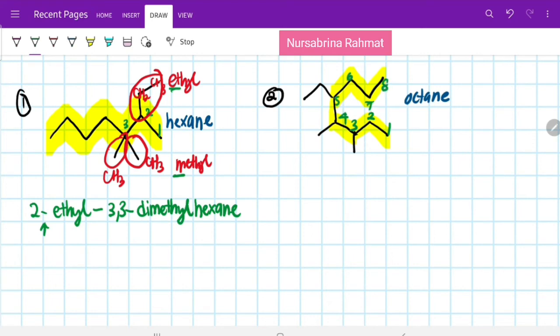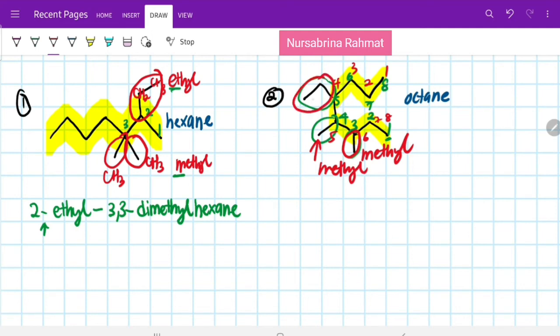If I number my compound from the bottom, my substituents are located at carbon numbers 3, 4, and 5. But if I number it from the top, 1, 2, 3, 4, 5, 6, 7, 8, my substituents will be located at carbon numbers 4, 5, and 6. Which one will give the lowest set of numbers? We will find out later. But first let's identify the substituents present. My first substituent is here, which is methyl, and another one here, which is also a methyl substituent. Here is CH2, CH3.